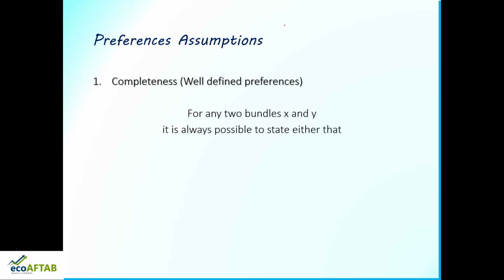it is always possible to state either that bundle X is preferred to bundle Y, which is the case of strong preference, or that bundle X is preferred at least as much as bundle Y, which is called weak preference. Here X is preferred more than Y, or the same as Y. Because we are strongly saying that X is preferred to Y, it is strong preference, and here because we are saying that it may also be equally preferred to Y, it becomes weak preference.